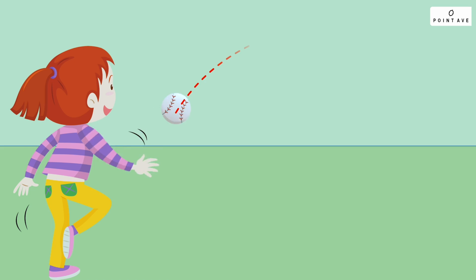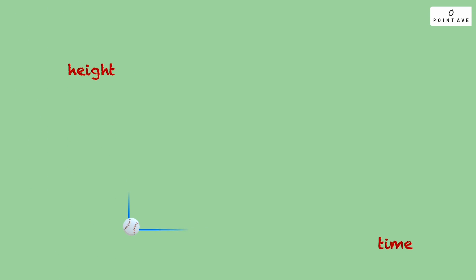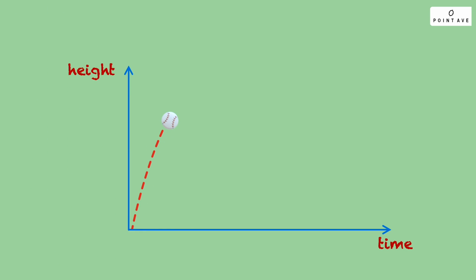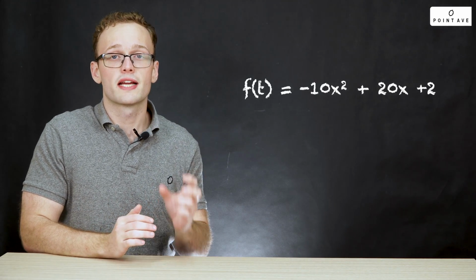Marielle throws a baseball and finds that the height of the ball x seconds after being thrown can be given in meters by the function below. What is the greatest height the ball reaches? We're going to solve this problem in a pretty roundabout way by first learning vertex form.